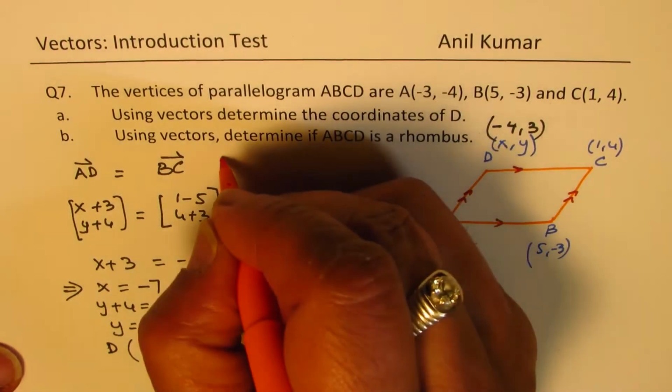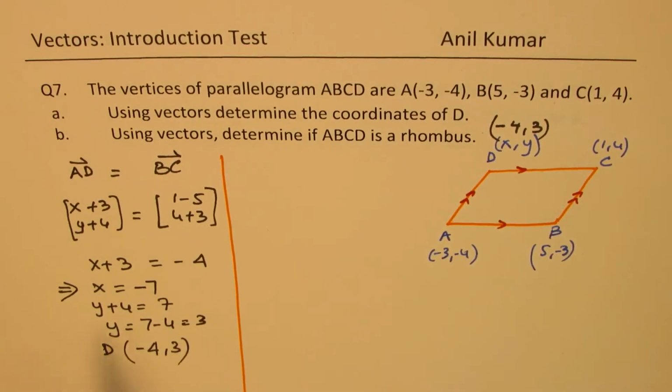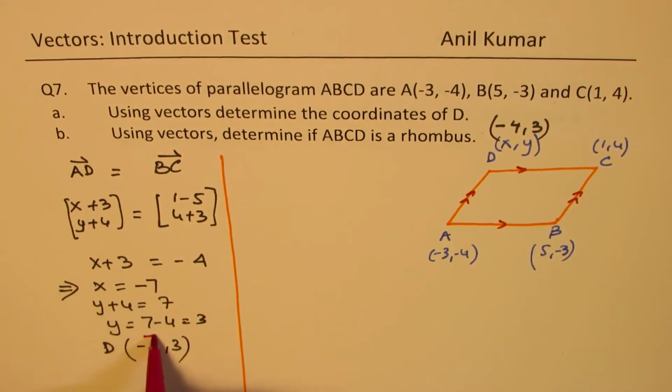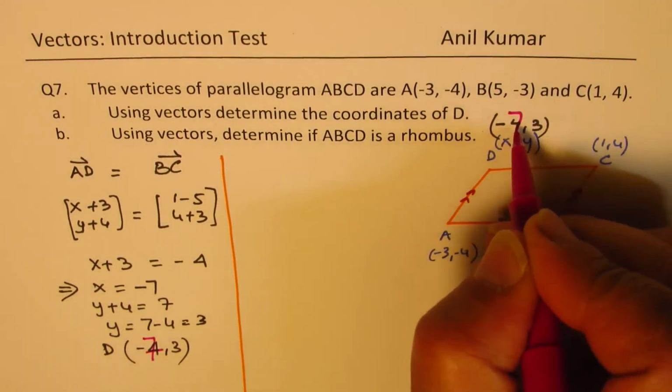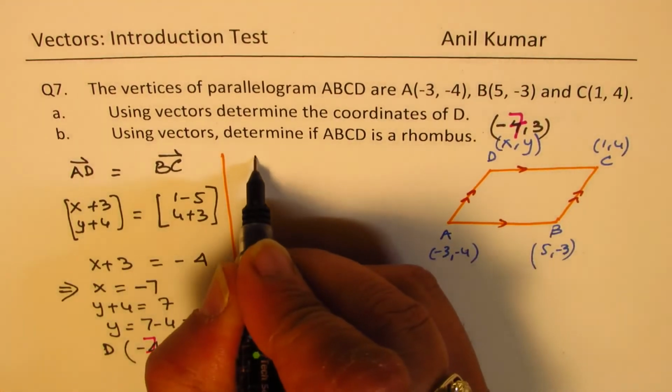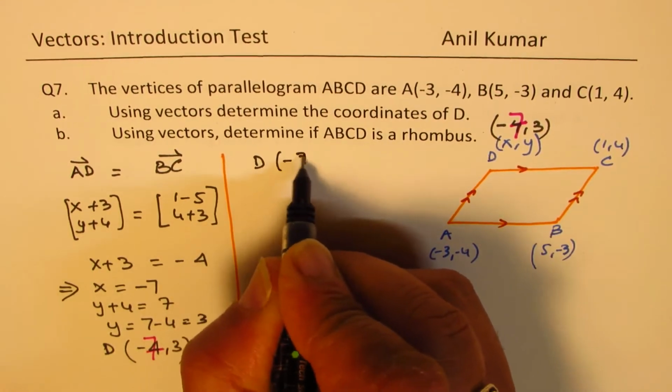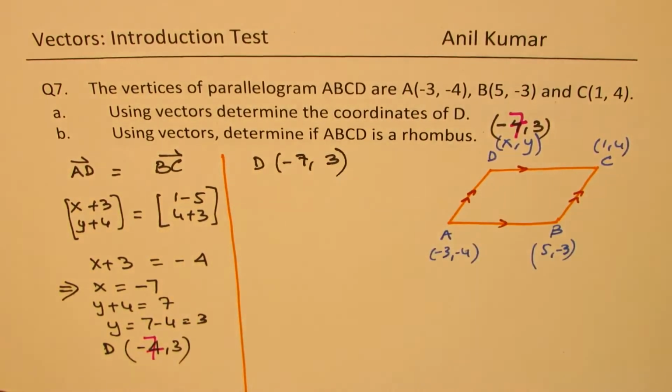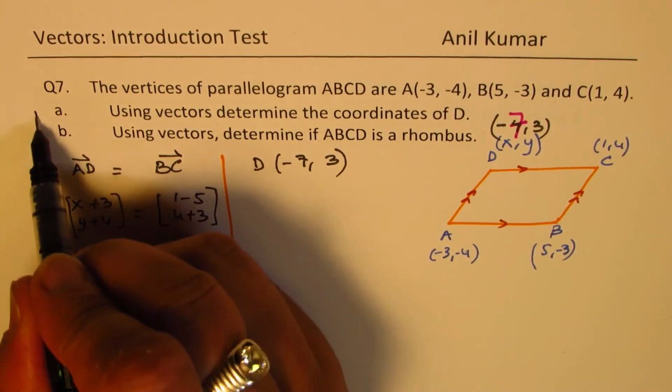So that is part A. Well, x was -7. I wrote -4. It is -7 here. So good time to see it. Okay. So we got the coordinates for point D. Point D is (-7, 3). Right. So we've done part A.